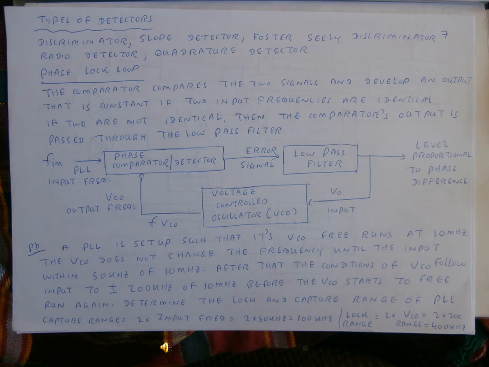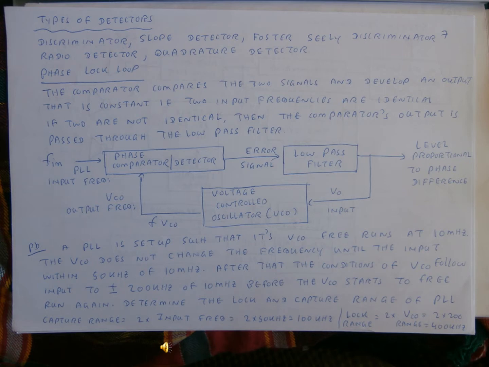And we see the problem. A phase-locked loop is set up such that its VCO free runs at 10 megahertz. The VCO does not change frequency until the input is within 50 kilohertz of 10 megahertz. Once locked, the VCO follows the input to plus or minus 200 kilohertz of 10 megahertz before the VCO starts to free run again. Determine the lock and the capture range of the phase-locked loop, so they have to be calculated.